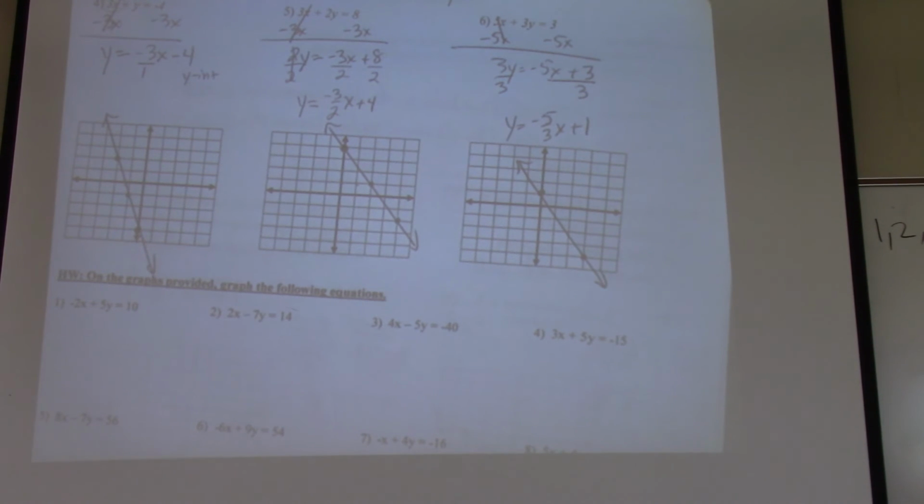Because they all have a negative slope. Negative slopes always go downhill. Positive slopes always go uphill. So if you're looking at your problem and you've got a negative slope, but your graph went uphill, you probably went left instead of right. Does that make sense? That's it.